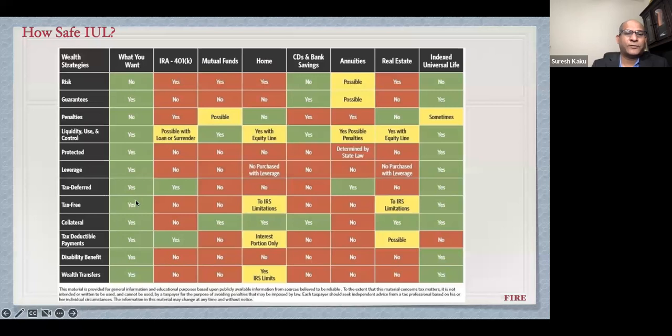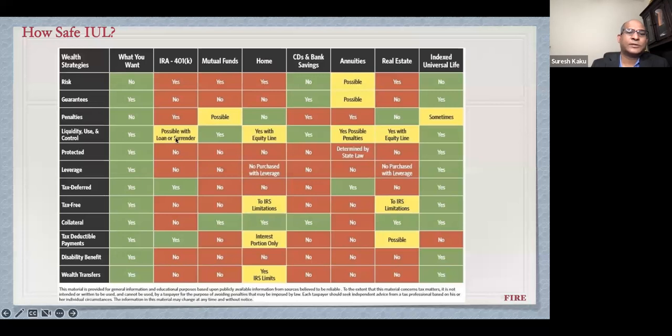Some of them we want, some of them we don't. For example, risk: we don't want any risk. Guarantees: yes, of course we want guarantees. Penalties: we don't like to have penalties. These are the yes and no's that we want, and these are the different vehicles for wealth building. So IRA and 401k: does it have risk? Yes. Guarantees? No. Penalties? Yes. If you take anything before 59 and a half, you would be paying a 10% penalty.